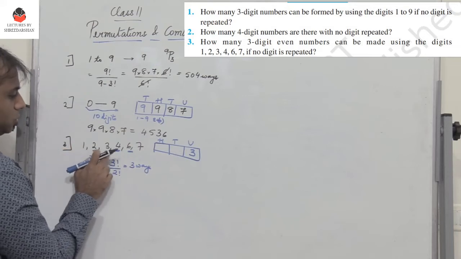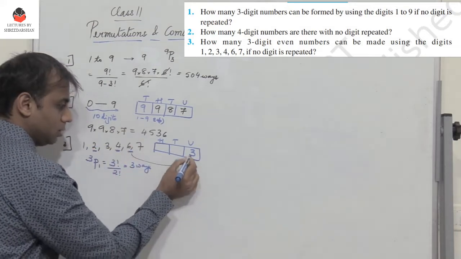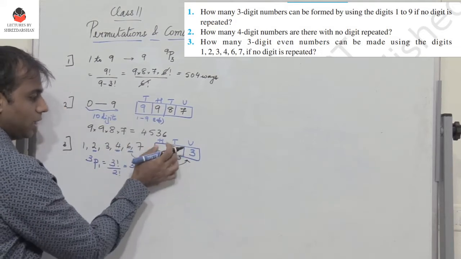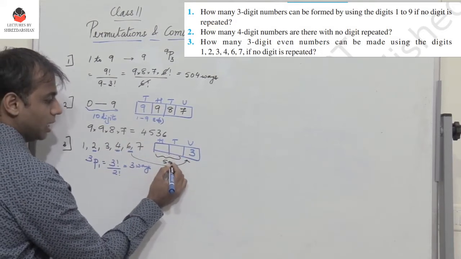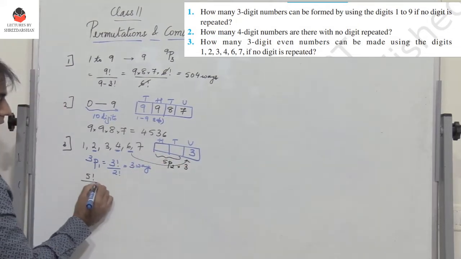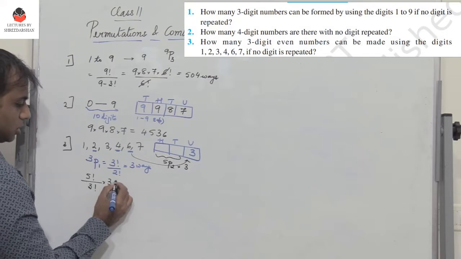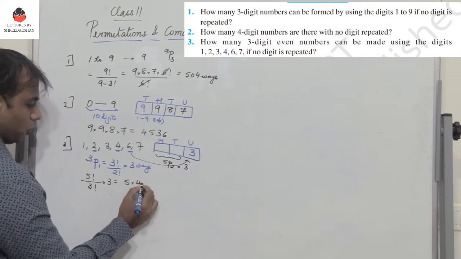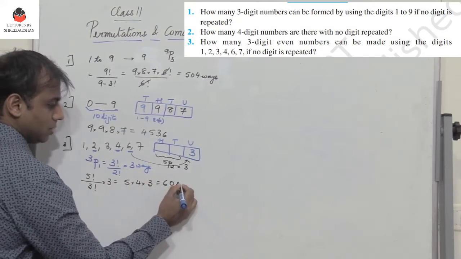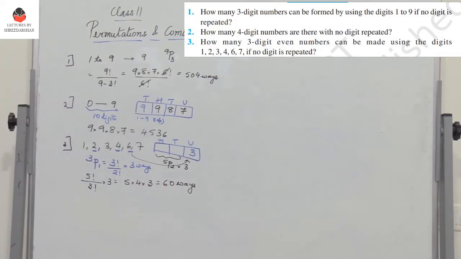So you have 1, 2, 3, 4, 5, 6 digits. Among 6 digits, I've chosen one of them. So there are 5 digits left. So among 5, I have to select 2. So it's going to be 5P2 into 3. So it's going to be factorial 5 divided by 5 minus 2 is 3 factorial into 3, which is 5 into 4 into 3, which is 60 ways. Again, a simple problem. So let's move on to problem 4.